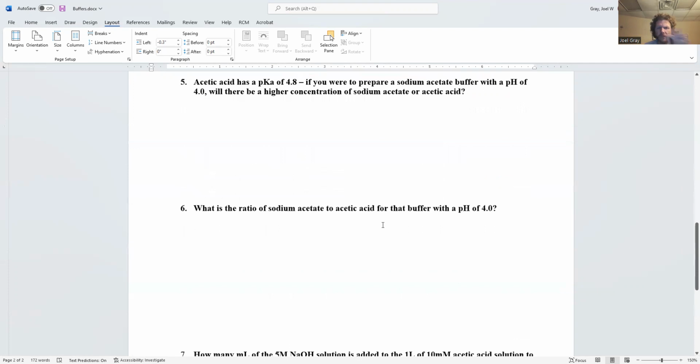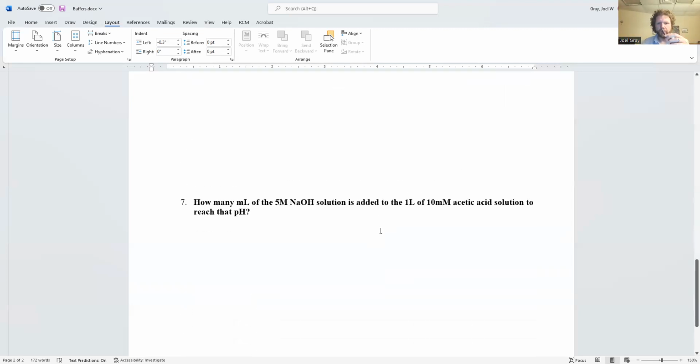Now, I'm going to skip 4 because we talked about that. That's more of a conceptual, theoretical type of question. Question number 6, on the other hand, is one where we actually have to do a calculation.